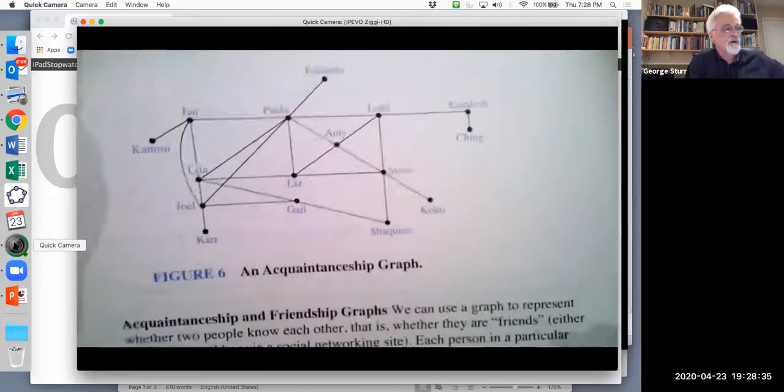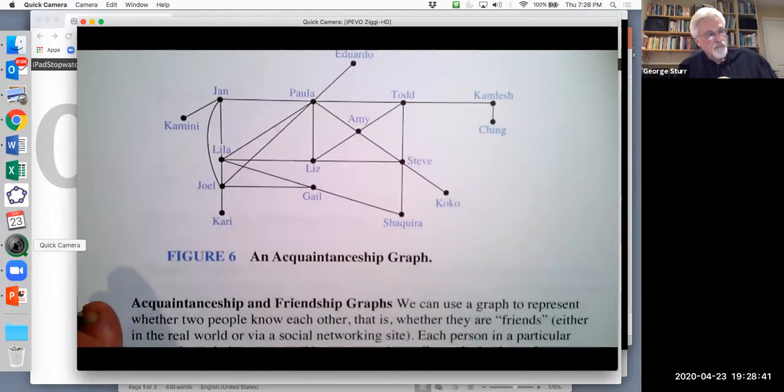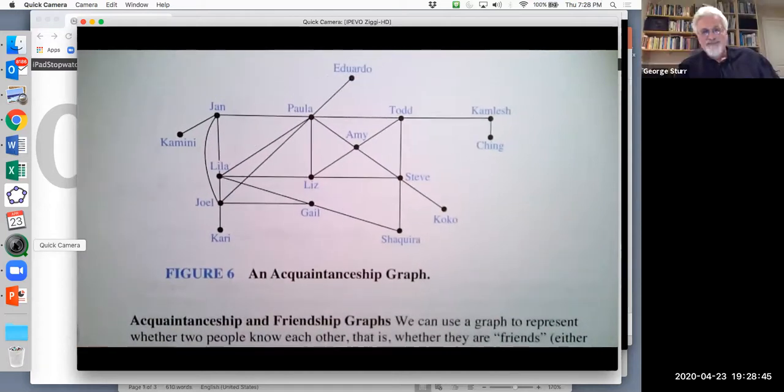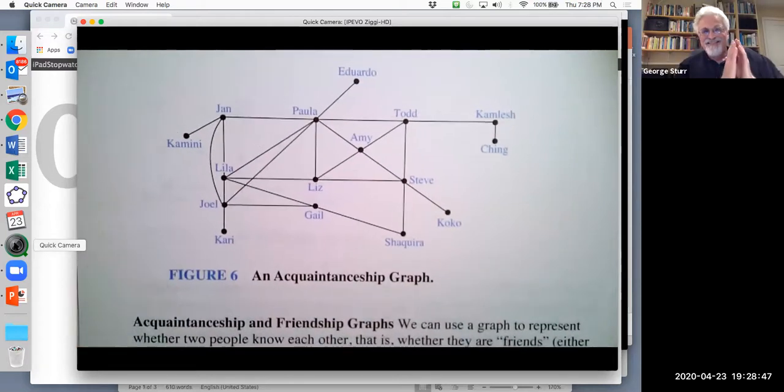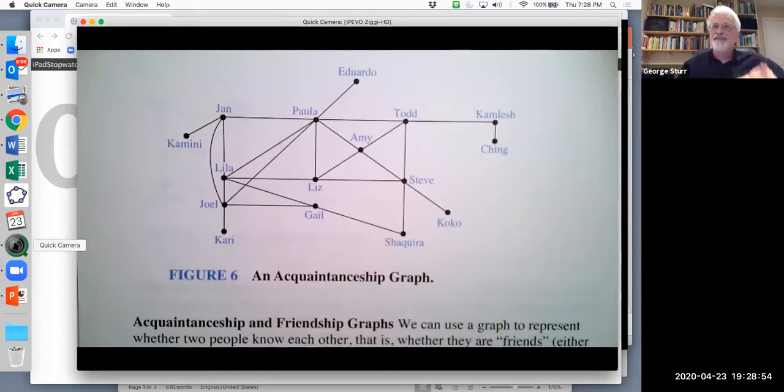Well, this, an acquaintanceship or friendship graph. That's way too many, right? Friends? I mean, never mind. What? Come on. I have no friends. Well, sorry, you're not on the graph, obviously. I know, it's hurtful.